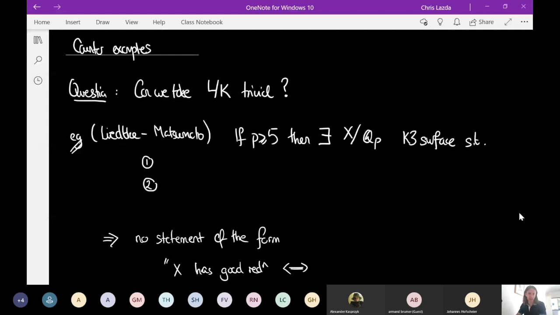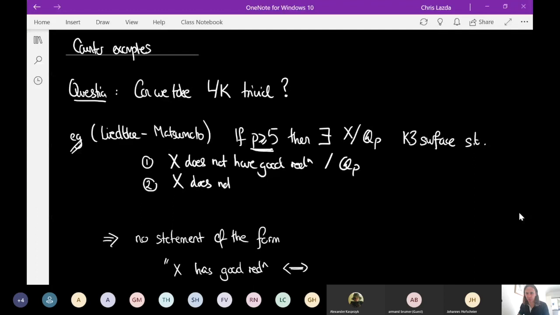And in fact, in the same paper, Liedtke and Matsumoto gave an example of K3 surfaces defined over Q_p, at least for p at least 5, which don't have good reduction over Q_p, but which do have good reduction over Q_p squared, so over the unramified quadratic extension of Q_p. So there are cases where you really do need to take a non-trivial unramified extension to get good reduction.